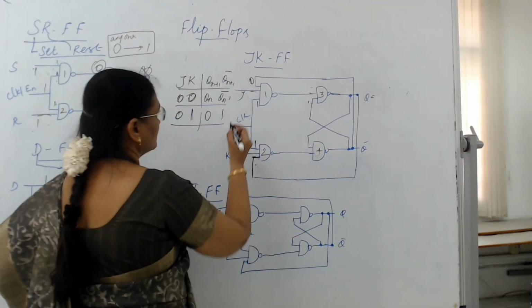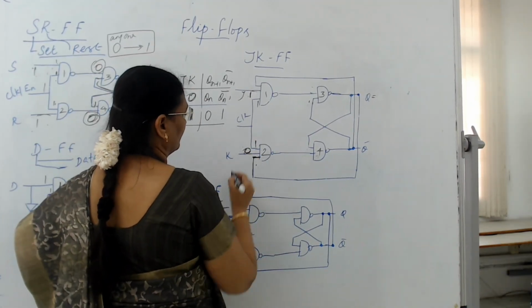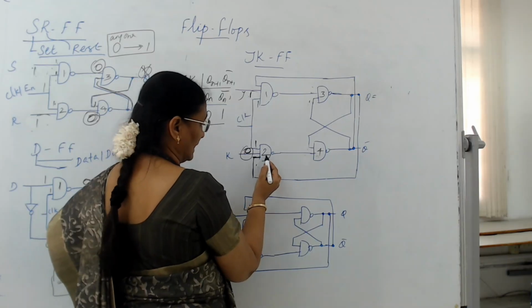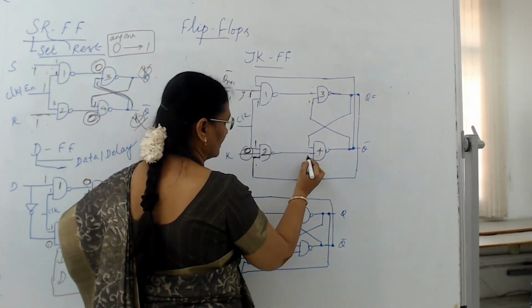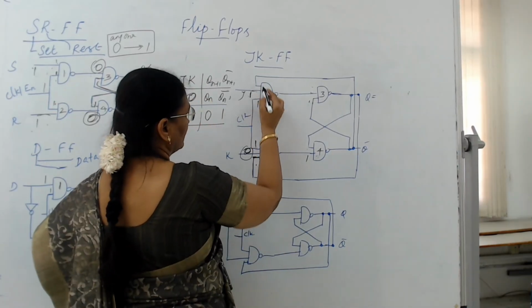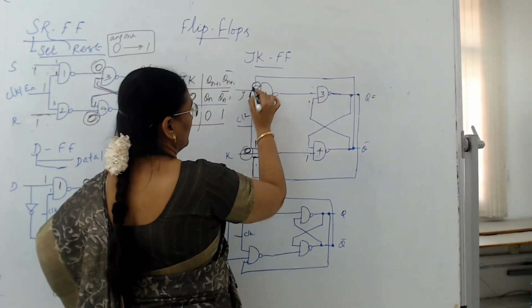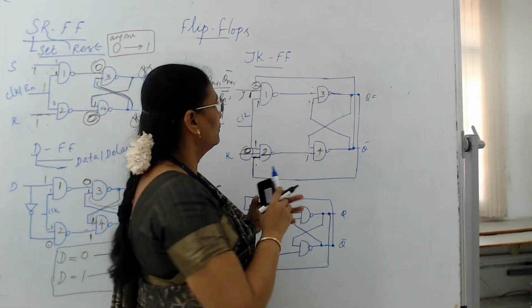The third case is J is equal to 1 and K is equal to 0. Since this K value is equal to 0, that is for the second NAND gate, one input is 0, so the output of the second NAND gate is 1. But we cannot predict the output of the first NAND gate because 1, 1, it is depending on this value. If it is 0, it will become 1. If it is 1, it will become 0. So we have to assume the value.